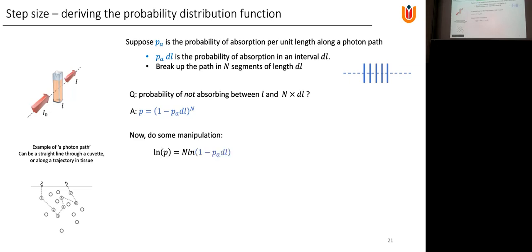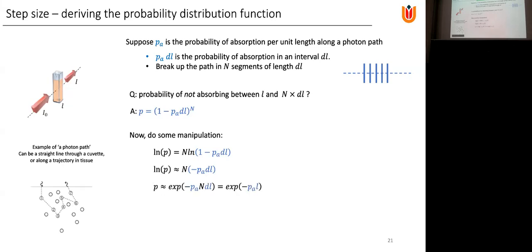Okay. Now let's do some manipulation on this result. Take the natural logarithm on both sides. So on the left-hand side we have ln P. On the right-hand side we can move the exponent n in front of the natural logarithm. Now we can take dl as small as we like, so we can make the product PA dl really small, and then approximate ln(1 minus x) as minus x. That works if x is small. So just by picking dl as small as we like, we can make this approximation. So ln P on the left-hand side is n times minus PA dl.